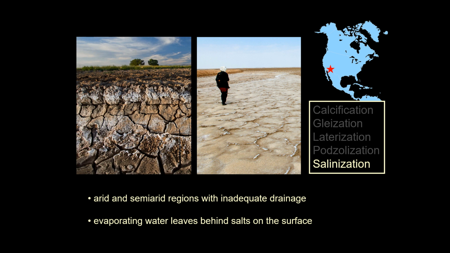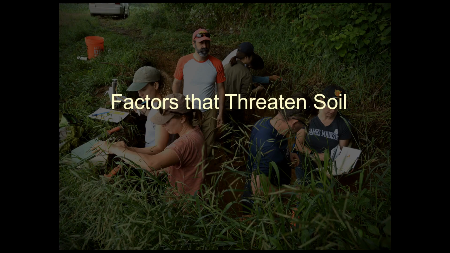And finally, salinization is a soil forming regime associated with arid and semi-arid regions that have pretty poor drainage, where water that drains down into areas, the only way for it to escape is through evaporation. So oftentimes salt is left behind in these areas, and salt isn't really very good for growing crops.